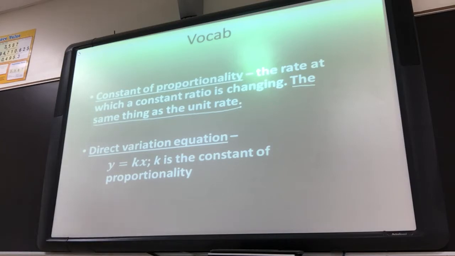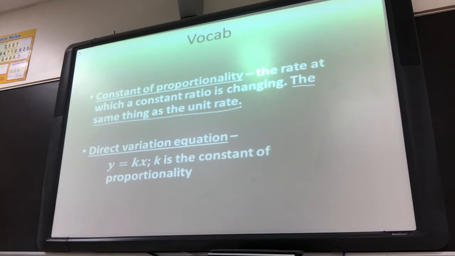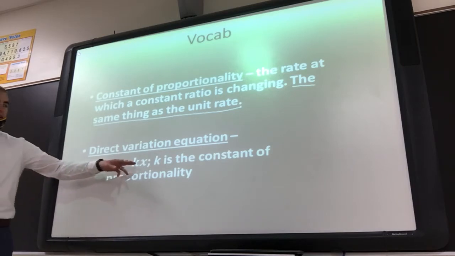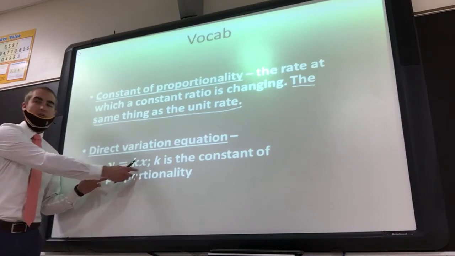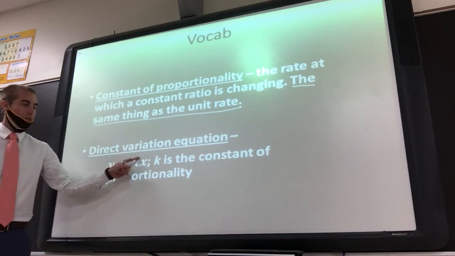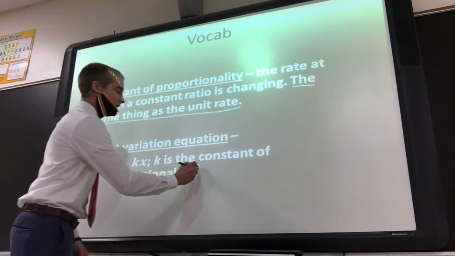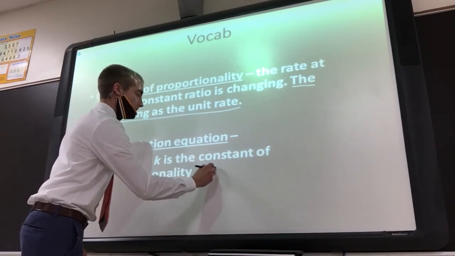So we find it the same way, we divide those two, and we get one at the bottom. That's what we're looking for with that. Direct variation equation. So these types of questions that we're going to be answering today are called direct variation questions. And so it's in the form y equals kx. And y and x will always be variables. You just have one number in this equation, and that is what k is. K is the constant of proportionality, or k is the unit rate.